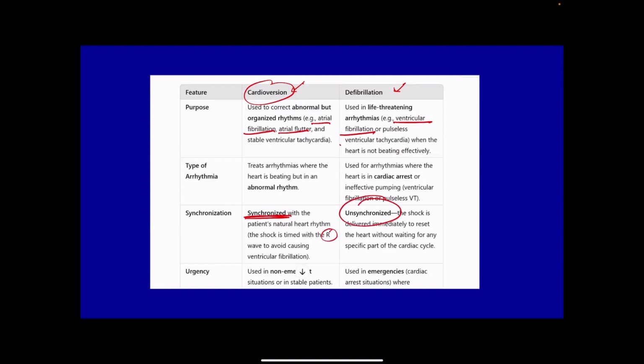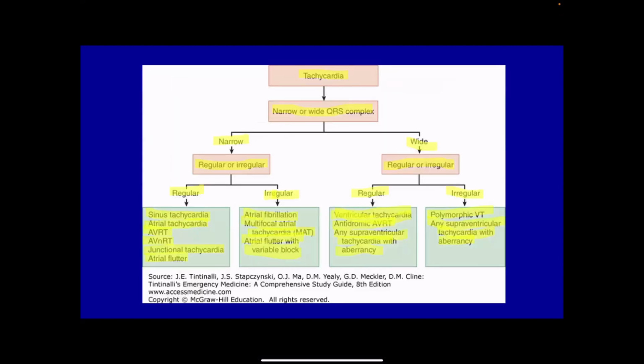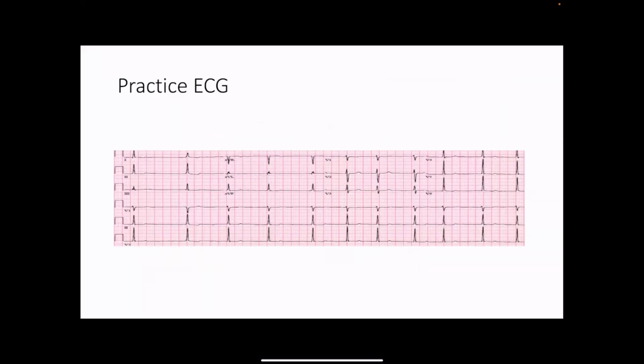So there are different types of management, basically. Cardioversion is non-emergent. Someone with atrial fibrillation will be conscious, awake, but it's still life-threatening. But defib is life or death, the ventricular fibrillation. So this is a summary of everything we talked about. We're done with tachycardias. Let's do some practice questions.